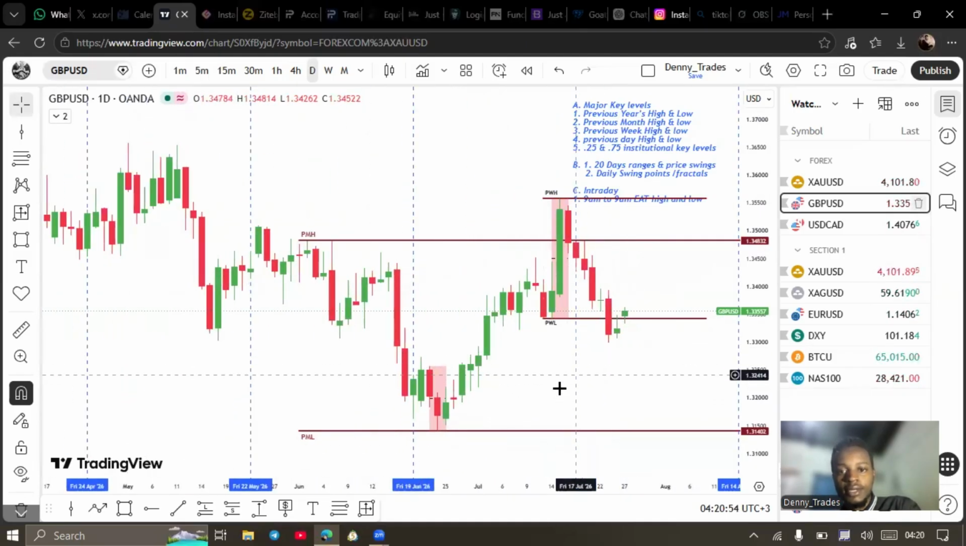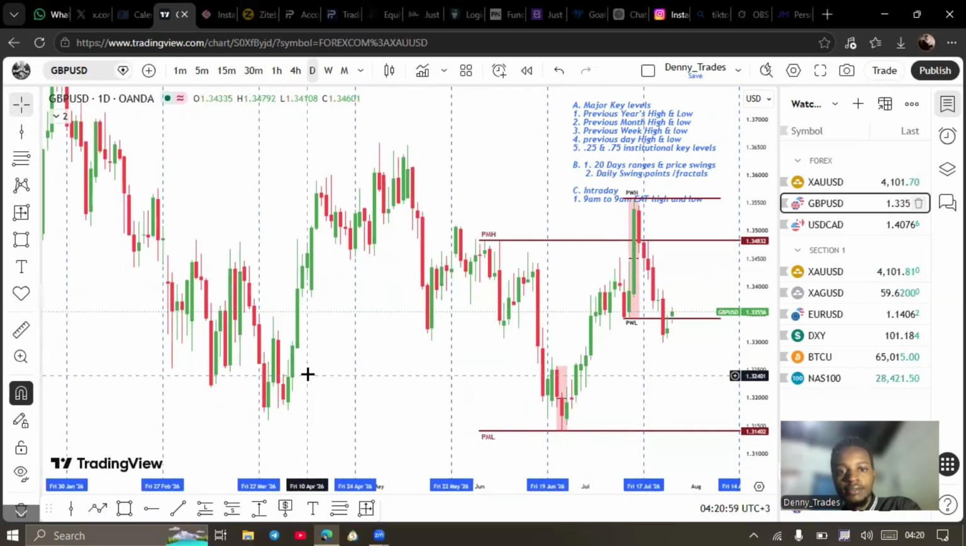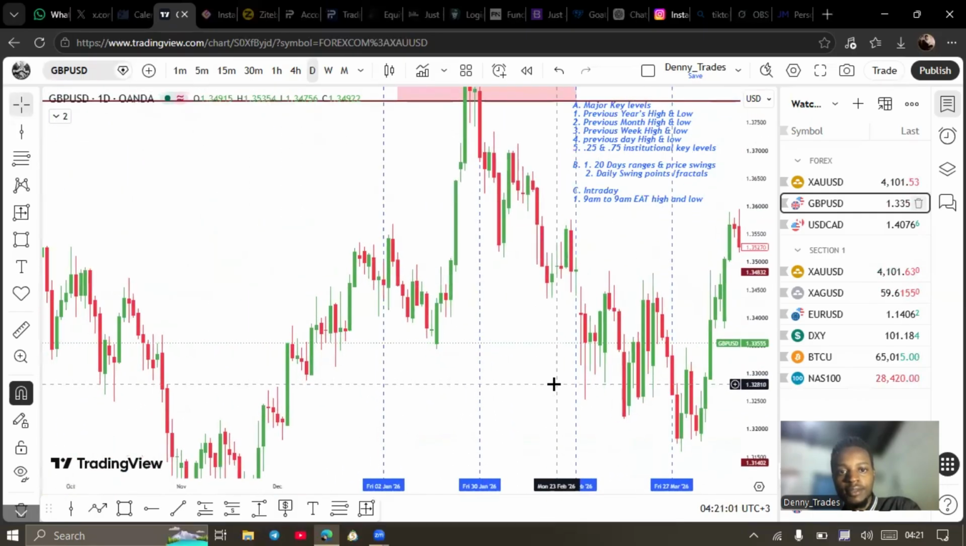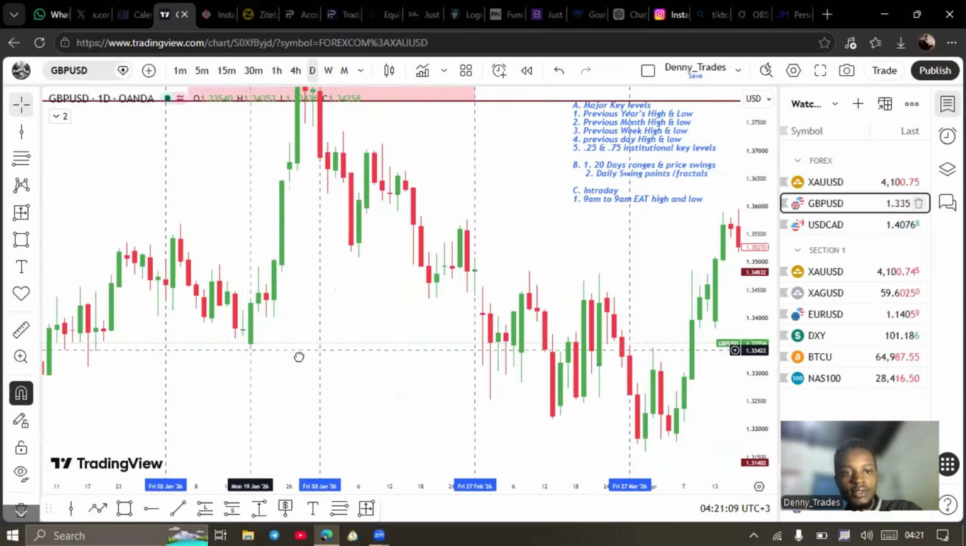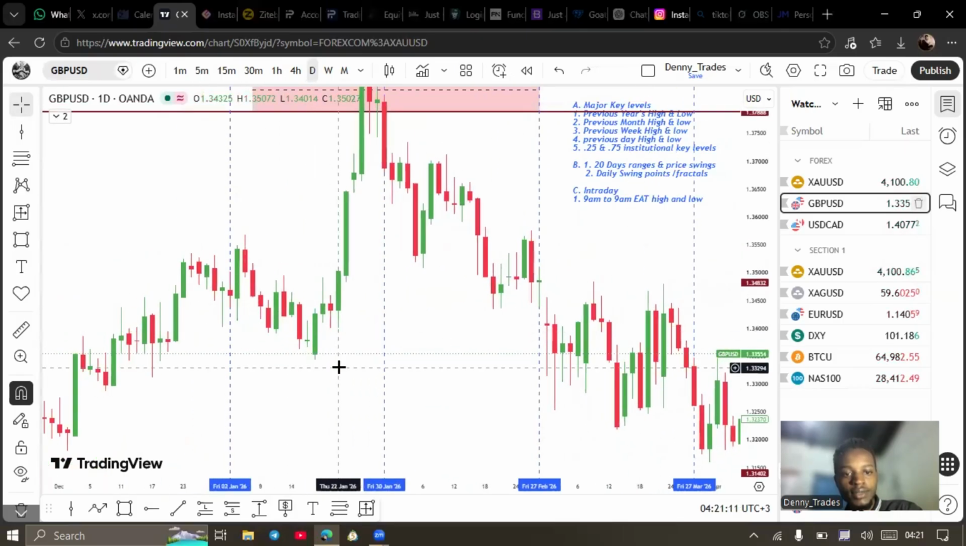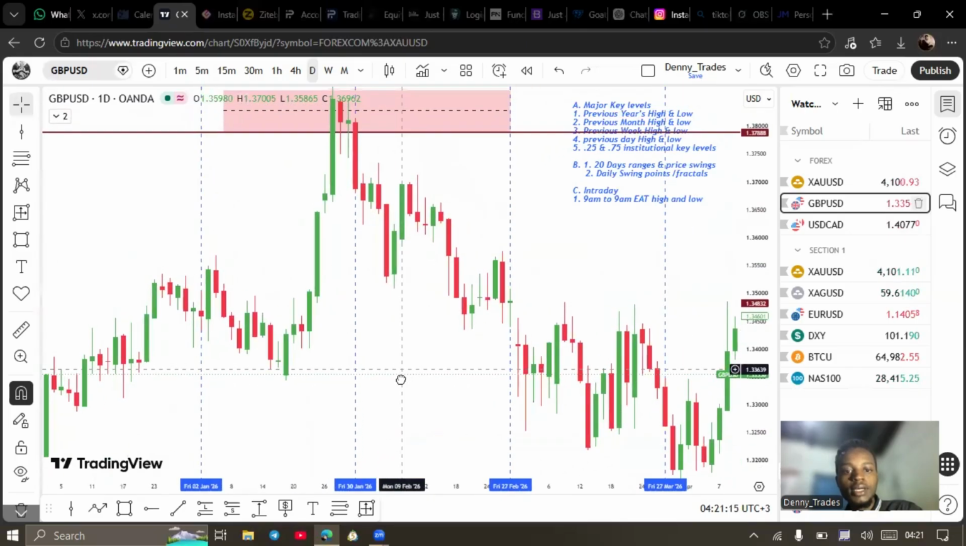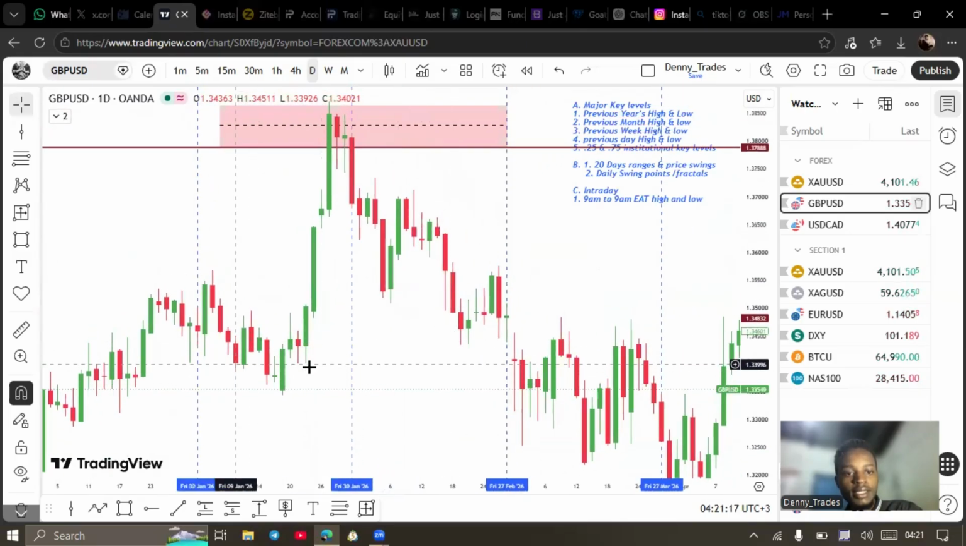And then you can see I have these vertical lines, and I start marking them from the first trading day of the year on the daily chart. The first trading day of the year on the daily chart was on 2nd of January 2026. From that day we are going to count 20 trading days.